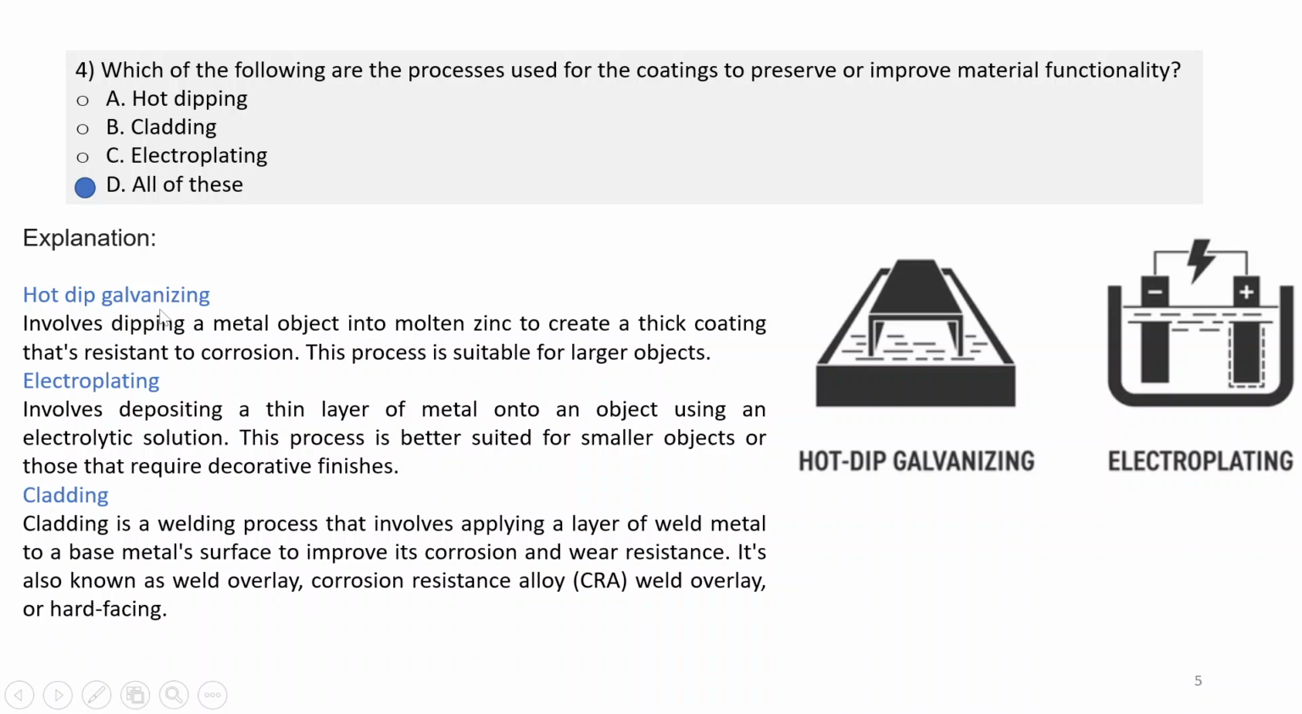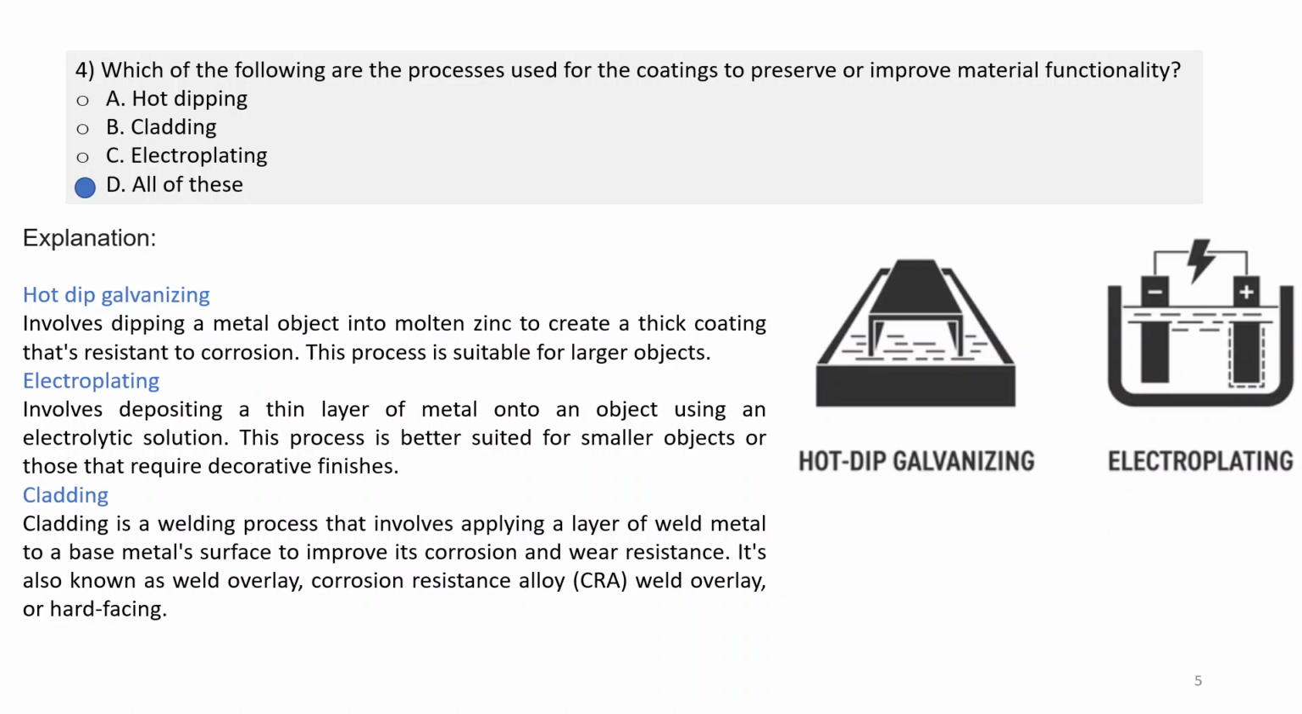In case of hot dip galvanizing, it involves dipping a metal object into molten zinc to create a thick coating that's resistant to corrosion, and the process is suitable for larger objects. In case of electroplating, it involves depositing a thin layer of metal onto an object using an electrolytic solution, and this process is better suited for smaller objects or those that require decorative finishes.